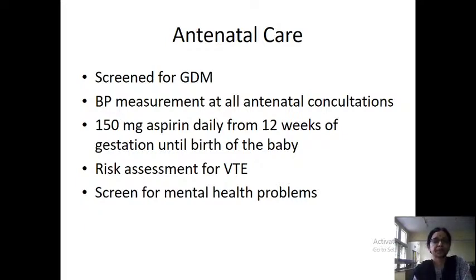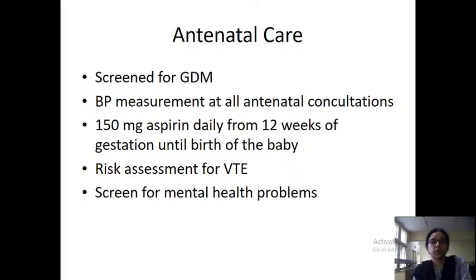And also, obesity is considered a major risk factor for development of hypertensive disorders of pregnancy. So it is safe to advise to prescribe 150 milligrams of aspirin daily from 12 weeks of gestation until the birth of the baby, so that these women may have reduced incidence of developing hypertensive disorders of pregnancy.